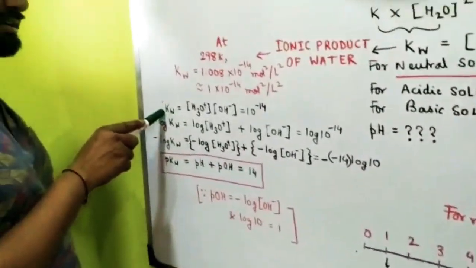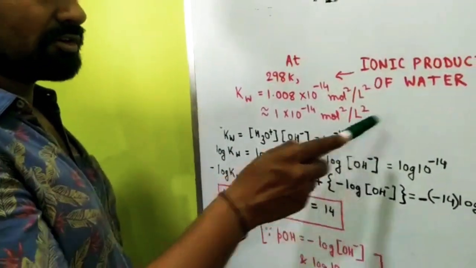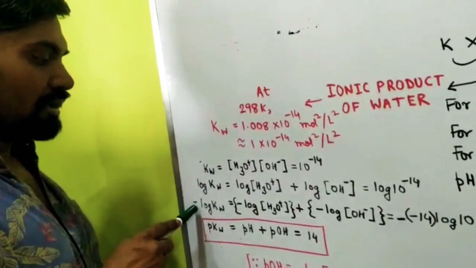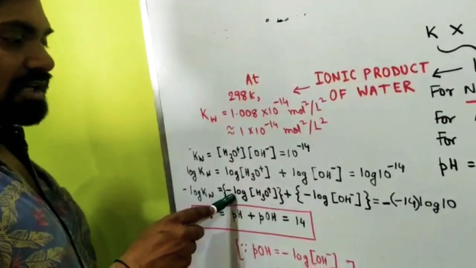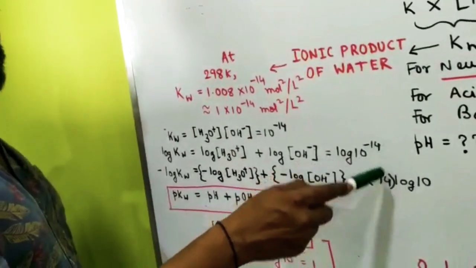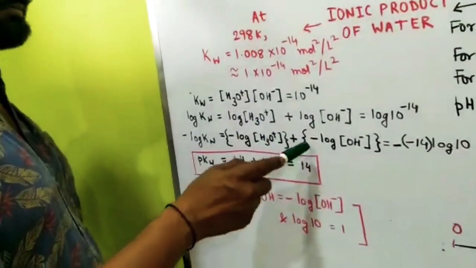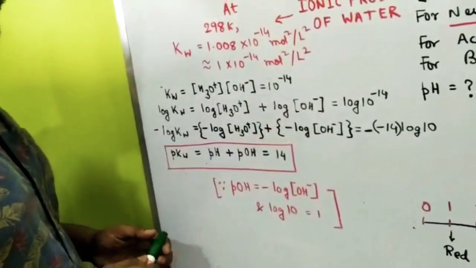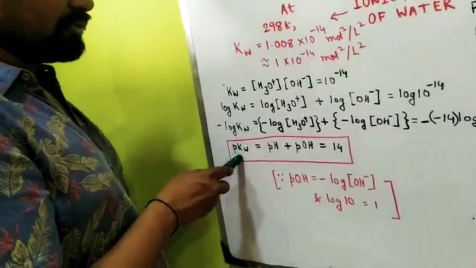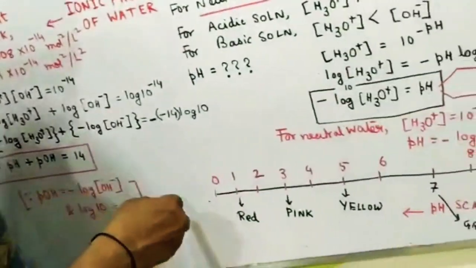We know at 298 Kelvin, Kw equals H3O plus into OH minus equals 10 to the power minus 14. We have taken logarithm on both sides and then multiplied by minus 1. So minus log Kw equals minus log H3O plus minus log OH minus equals minus of minus 14 log 10. Log 10 is 1, and just like pH equals minus log H3O plus, pOH is minus log OH minus, and minus log Kw is pKw. So pKw equals pH plus pOH equals 14. On this basis, we construct this scale.